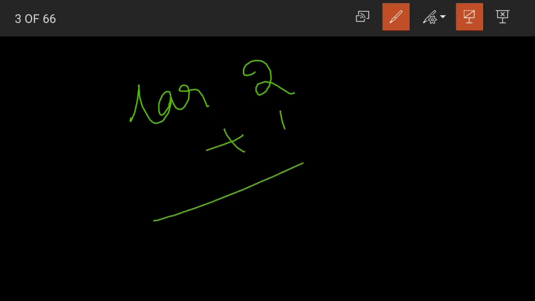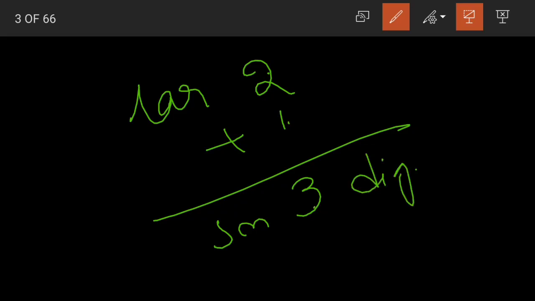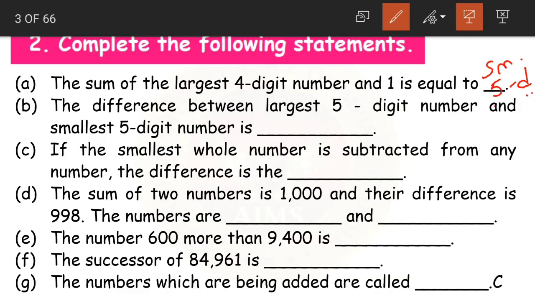In the same way, if we are having the largest 2-digit number and we add 1, we will get the smallest 3-digit number. In the same way, the largest 3-digit number plus 1 gives us the smallest 4-digit number. Clear, children? Now moving on to the next question.